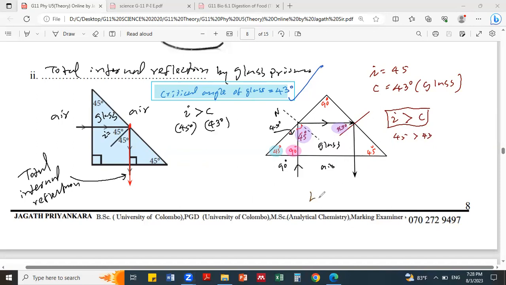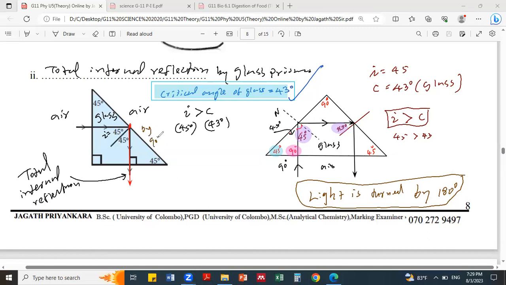That means light is turned by how many degrees here? Light is turned by altogether 180 degrees. But here light is turned by how many degrees? Turned by 90 degrees, the first diagram. Light is turned by 90 degrees. Right? Now that's why, students, we call them prism binoculars. Prism binoculars.